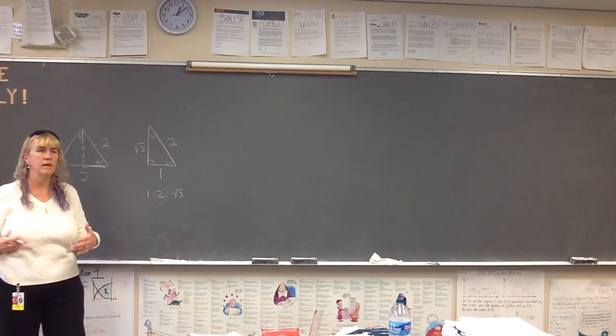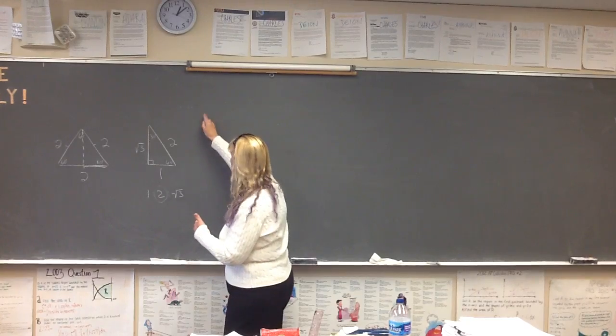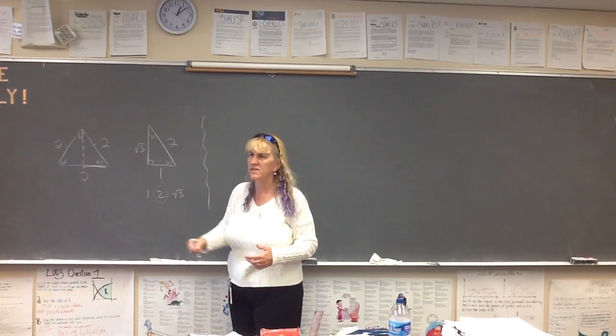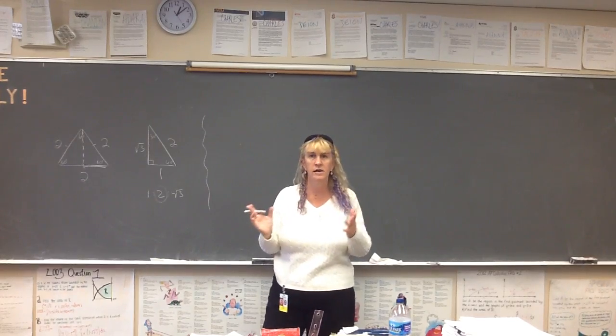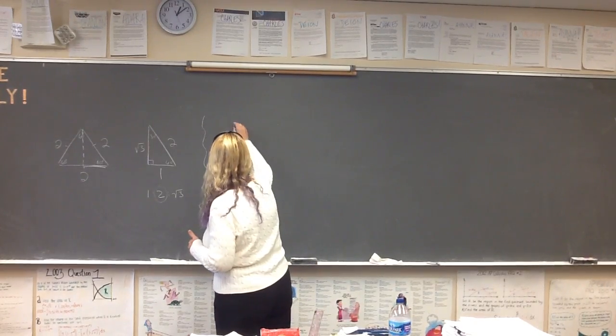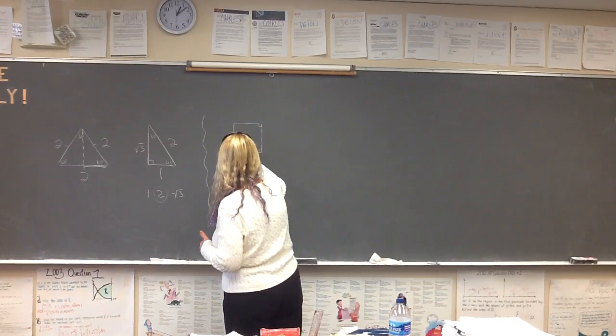All right, the other triangle that I wanted to do with you today is the other most important one as well. It doesn't come from taking an equilateral triangle and cutting it in half. It comes from taking a square and cutting a square in half. So I'm going to take just a square. And what would be good dimensions to put on the side of this square?